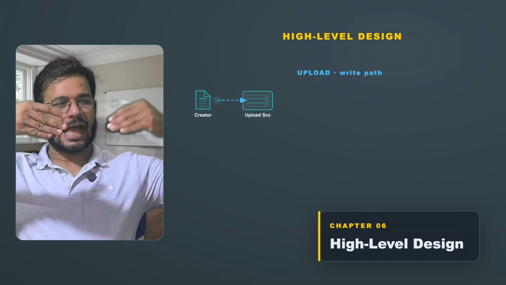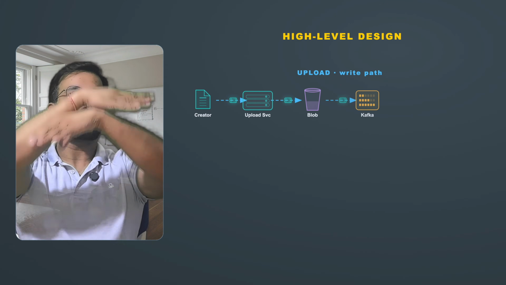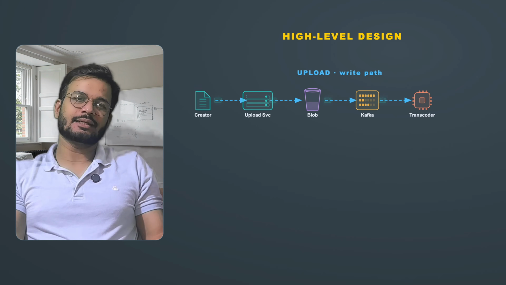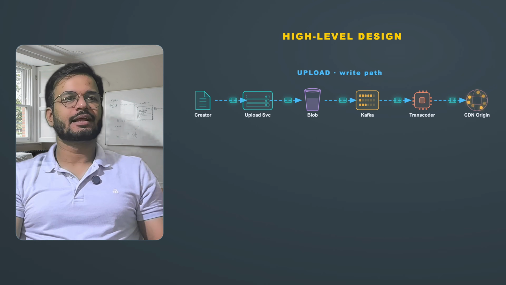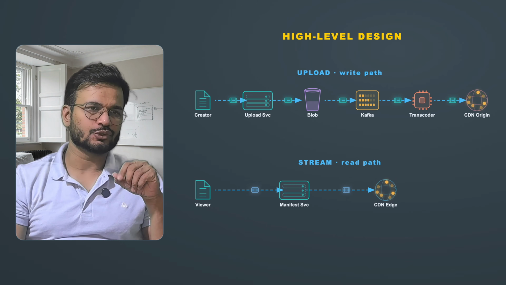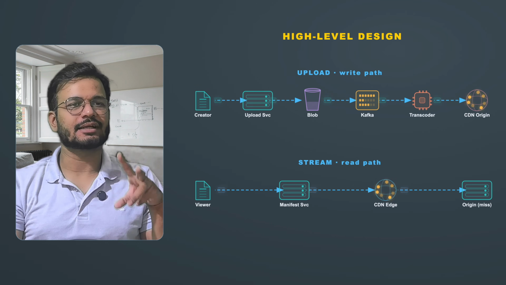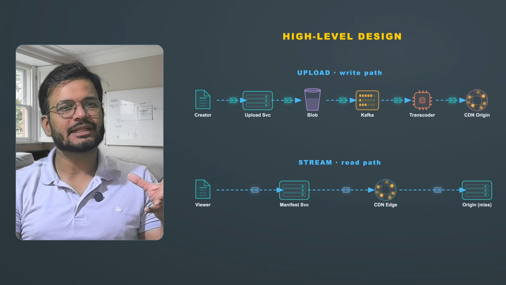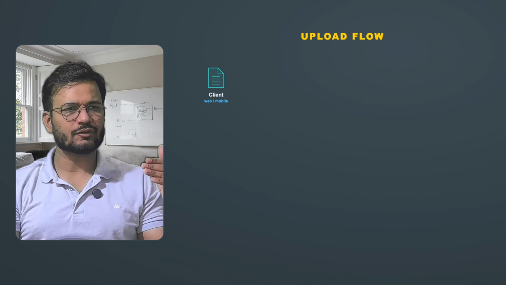Okay. After doing the details around the periphery, we will enter into the high-level design. Let me walk you through the high-level design now. There are two major flows. One is the upload feature and another is the streaming. Let me explain them to you separately. We'll start with the upload feature.